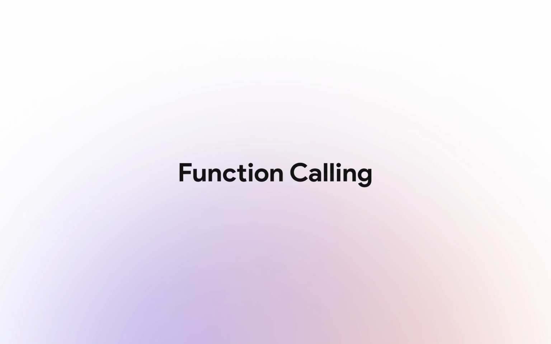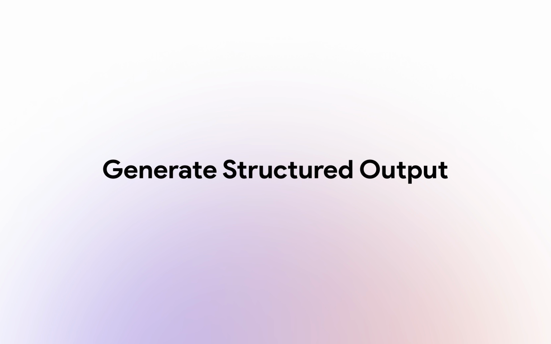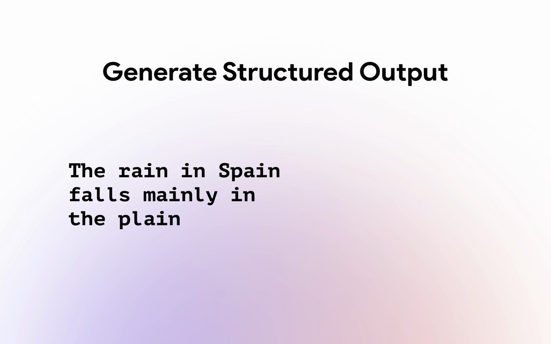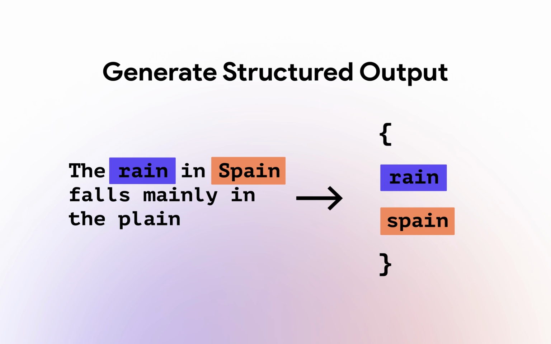Function calling is one of the most powerful features of OpenAI's API, but it's a bit confusing because it's poorly named. It should be named generate structured output because that's what it does. Instead of just outputting a string of text in response to your prompt, function calling gives you only the information you tell it to and in the structure you tell it to. And this solves a very specific problem.